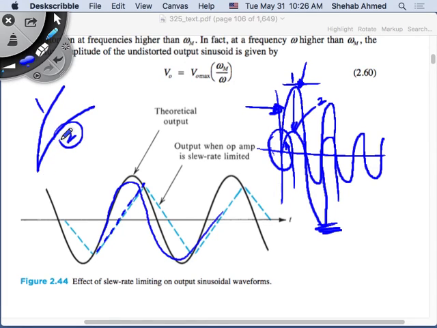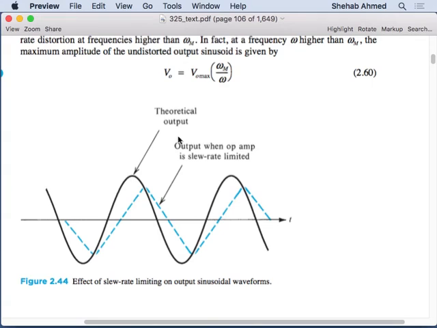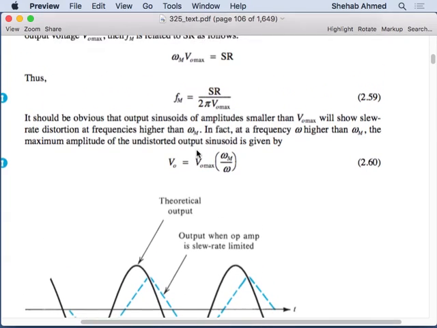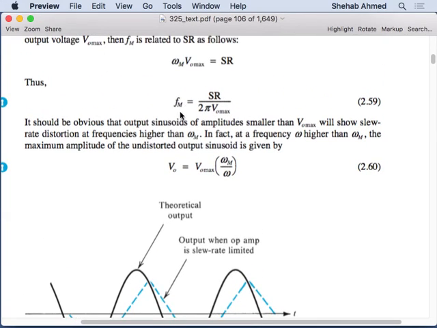Same frequency, same phase, same everything, but a different peak value, Vmax. Different magnitude. If you decrease the magnitude, you're able to increase the frequency at which you'll be affected by the slew rate. So if you decrease magnitude, you can put a higher frequency signal through. That's what this means.